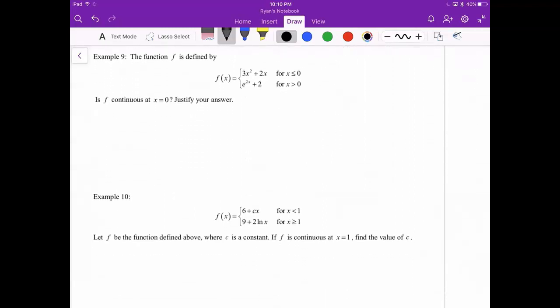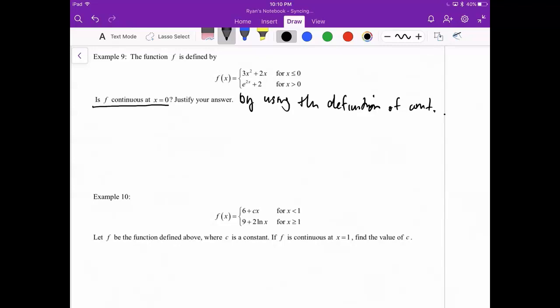Okay, example 9, the function f is defined by this piecewise function. Again, this thing is breaking off at 0, and this time we're asked, is f continuous at x equals 0, and it says to justify your answer. So the way that we're going to do that is by using the definition, which we already learned, it's on the previous page of the notes, by the definition of continuity.